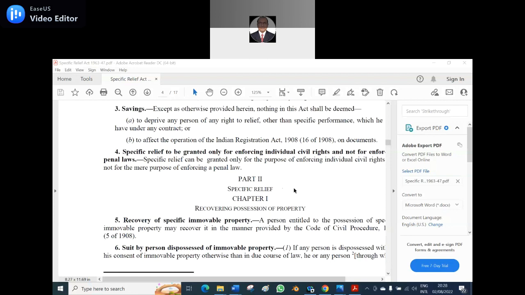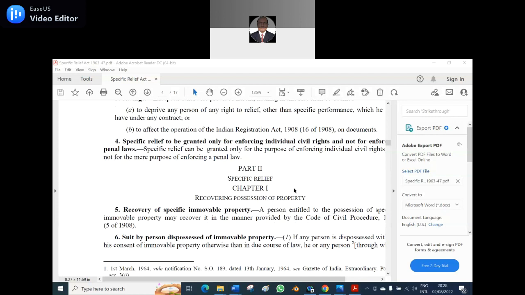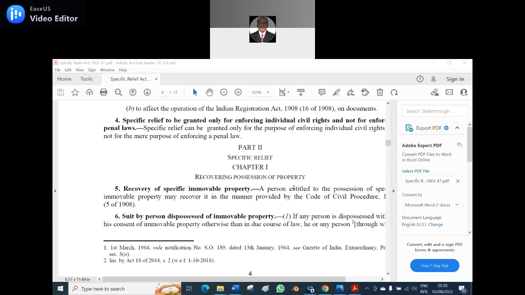So specific relief. See here, the specific relief is given in part 2, and they may also ask the supplementary question in that manner.